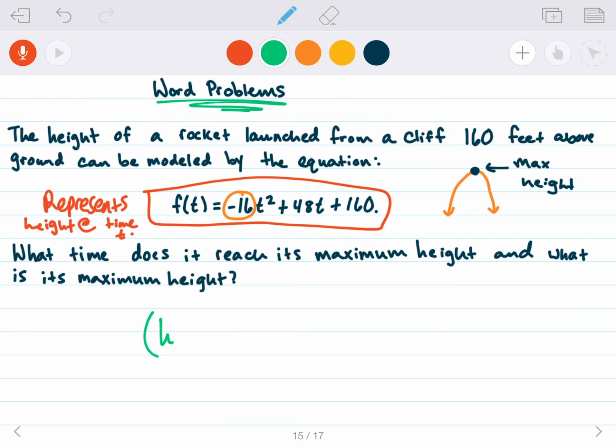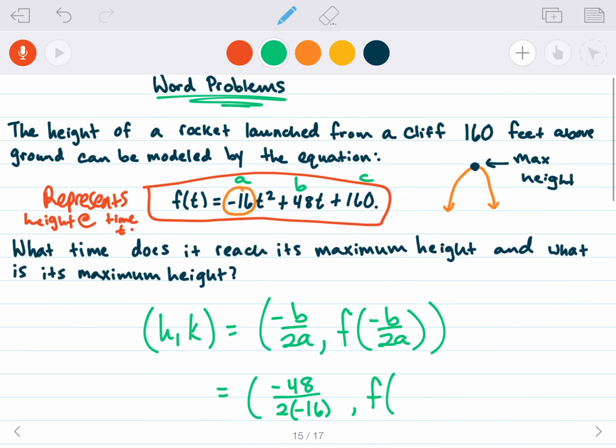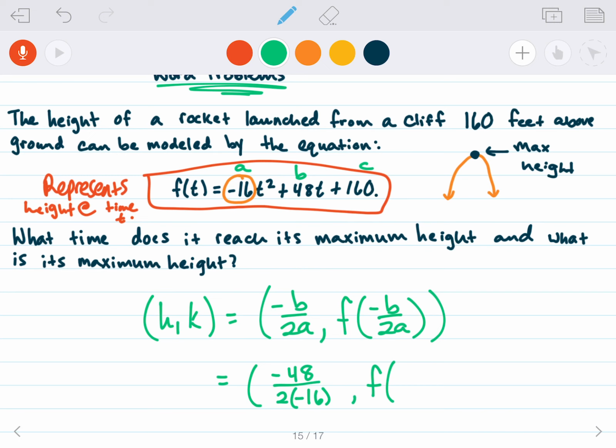So the vertex h comma k is going to be negative b over 2a, comma f of negative b over 2a. In our standard form, a is negative 16, b is 48, and c is 160, which we don't need here. So we have negative 48 divided by 2 times negative 16, which is negative 48 divided by 32. Actually, this should be positive 3 over 2, I'm sorry, we have a double negative. So this becomes a positive 3 over 2, and the vertex is 3 over 2 comma f of 3 over 2.